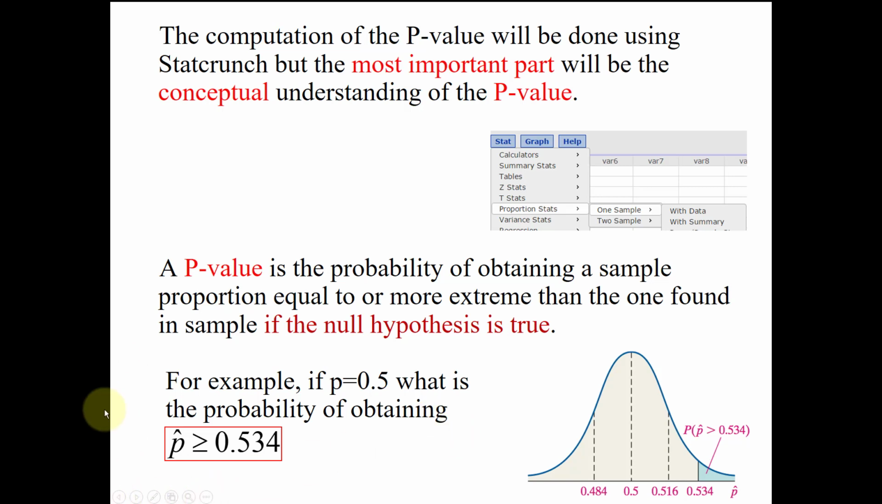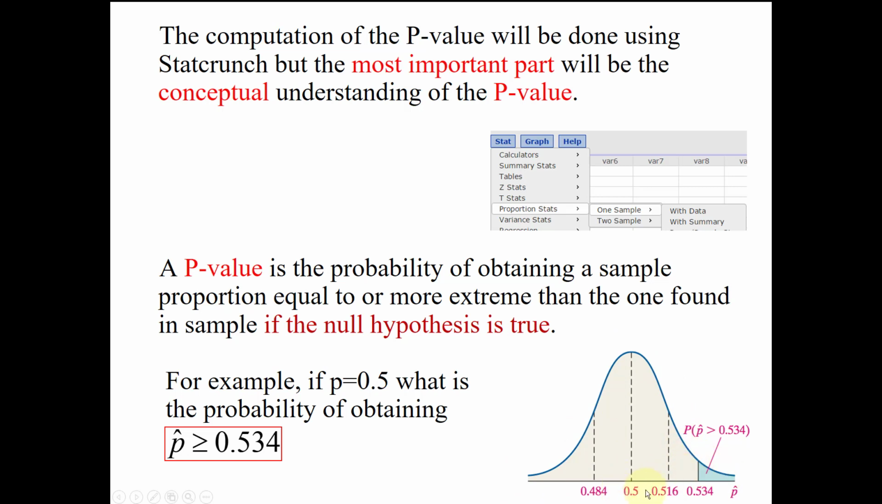So formally, a p-value is the probability of obtaining a sample proportion equal to or more extreme than the one found in the sample if the null hypothesis is true. The most important thing you can remember about the p-value is that it's based on the assumption that the null hypothesis is true. Getting back to our previous example, we were assuming that the population proportion is 50%. All the conditions are met, so the distribution of the p hats has a normal distribution. Again, please review 8.2.